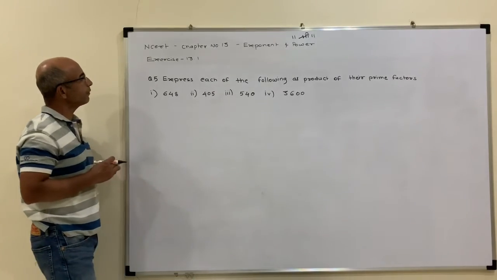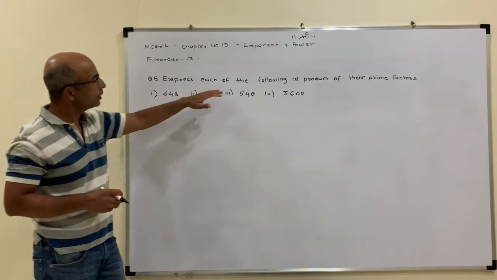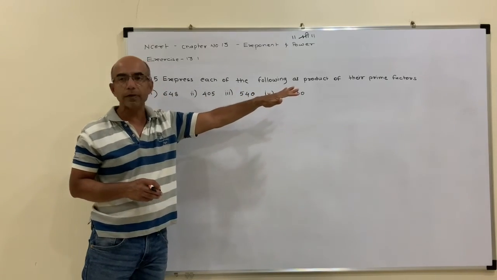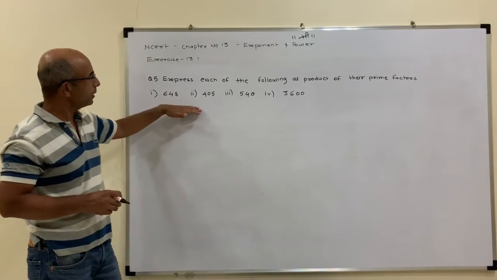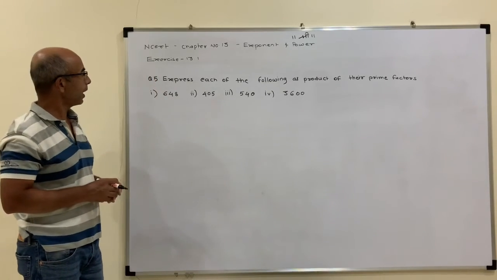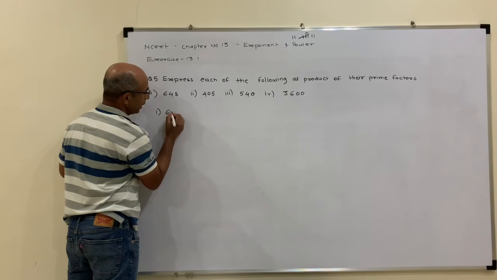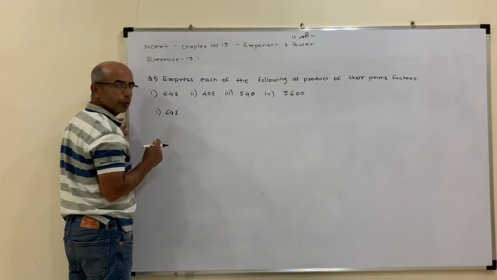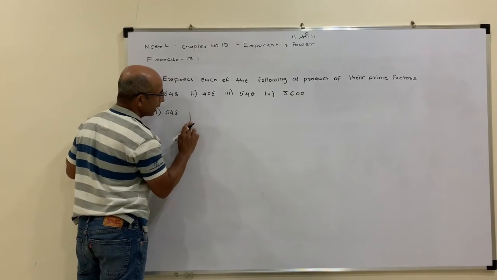Now the question 5 of exercise 13.1. Express each of the following as a product of their prime factors. 648, and again I have written all the sub questions. Now we will be solving one by one. So now let's first solve 648. Now we need to do division by the prime numbers.